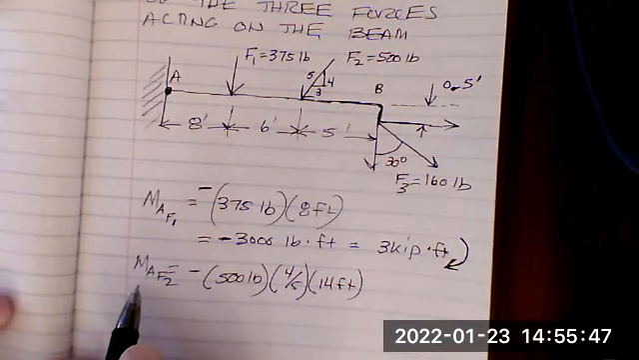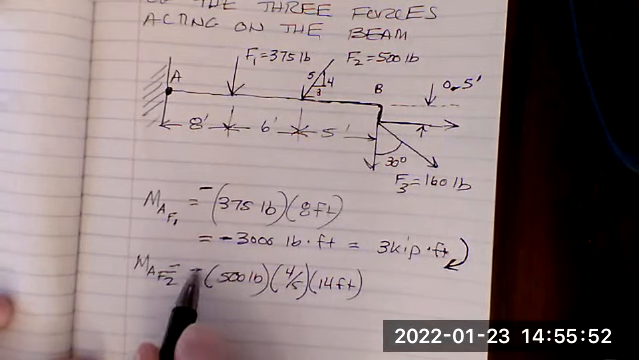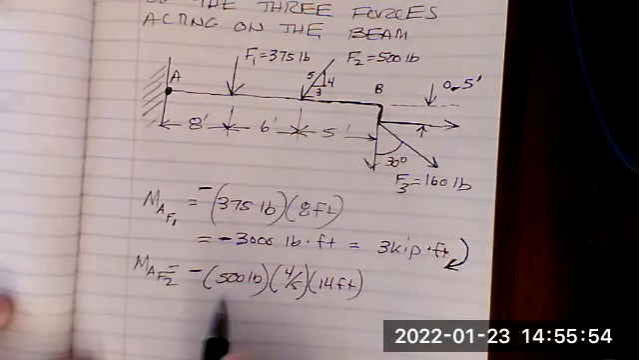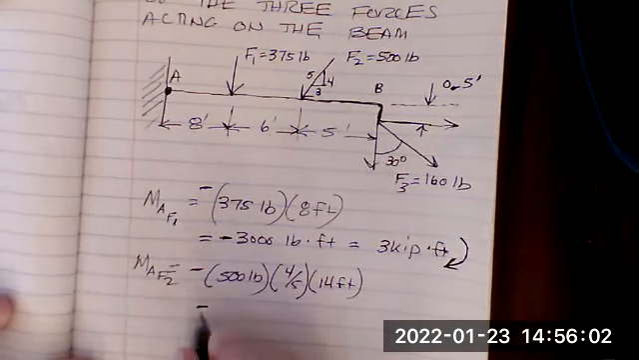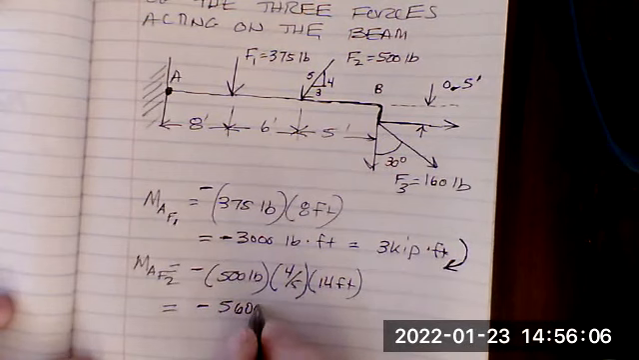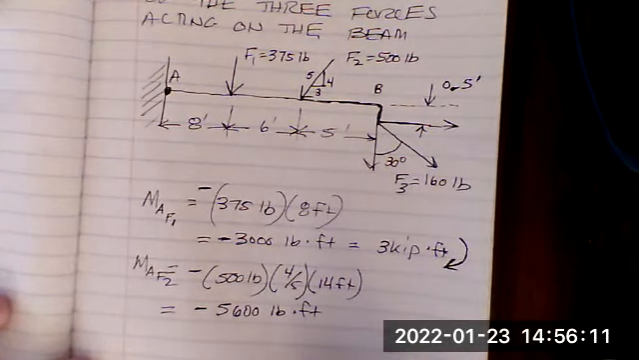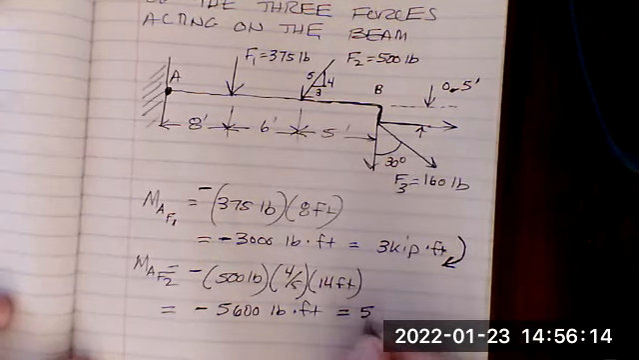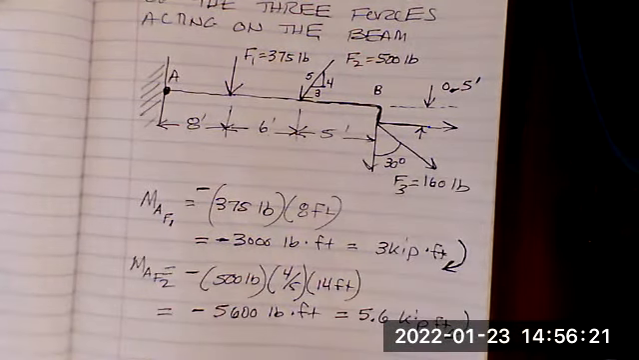So the moment around A with respect to F2 equals negative 500 times 4 over 5 times 14. When you add all this together, this equals negative 5,600 pound-feet. So this is going to equal 5.6 kip-feet. Again, it's going this way.